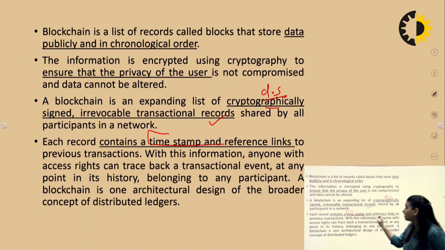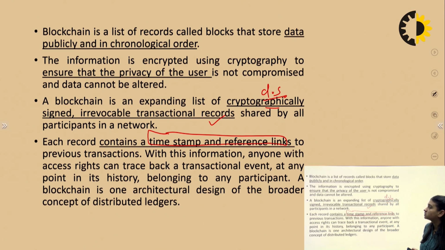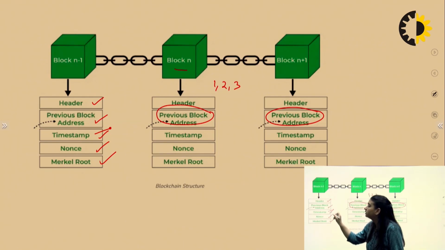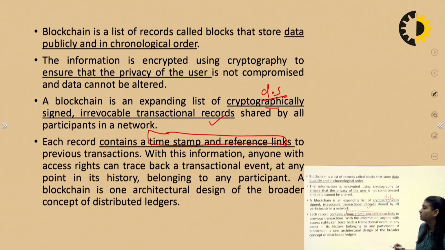Now it is again very important here. Each block has a timestamp component in it. As you can see here, this is the timestamp. So every time a transaction comes, the time is recorded. With this information, anyone with access rights can track back a transactional event at any point in its history belonging to any participant.